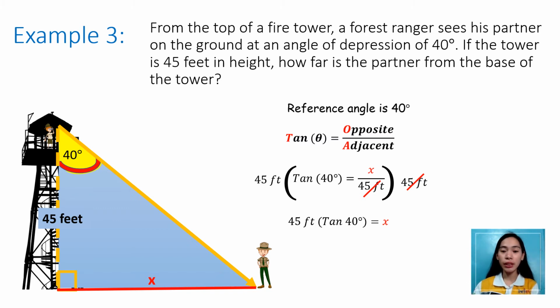Now, this tangent 40 degrees, we can solve using a scientific calculator. So that would become 0.839. So, 45 feet times 0.839 would become 37.7535.